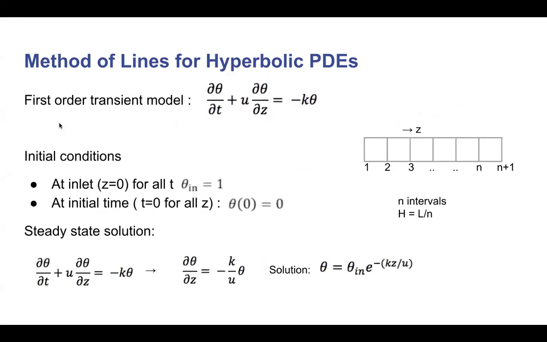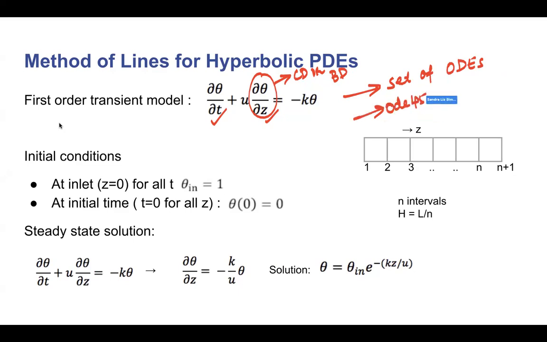Next is method of lines for hyperbolic PDEs. So here also we have a transient term that is changing with respect to time, and this is a term which is changing with respect to position. So the trick that we used before, that is with respect to position we apply either central differencing or backward differencing, and we convert into a set of ODEs. Okay, and then we try to solve the set of ODEs using some ODE solver such as ODE45.